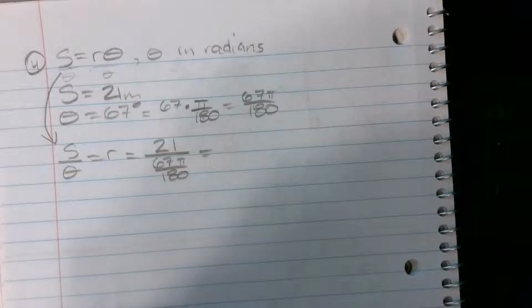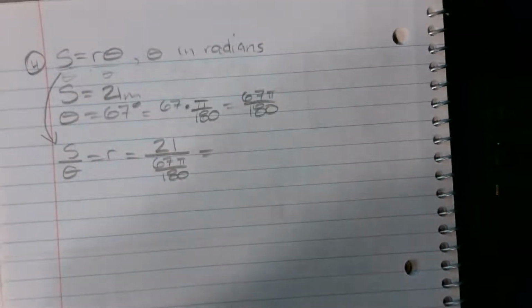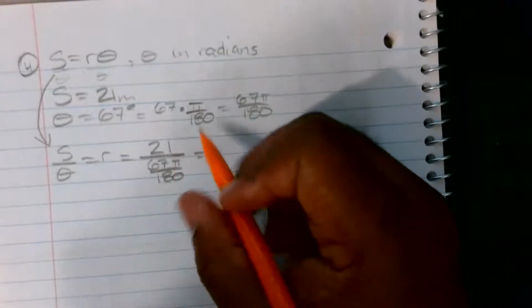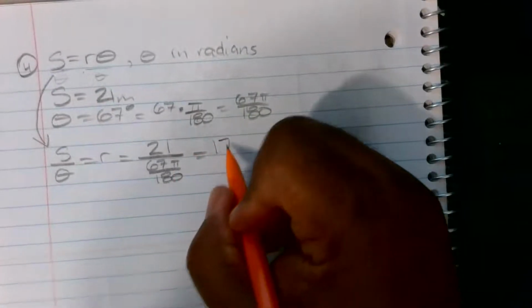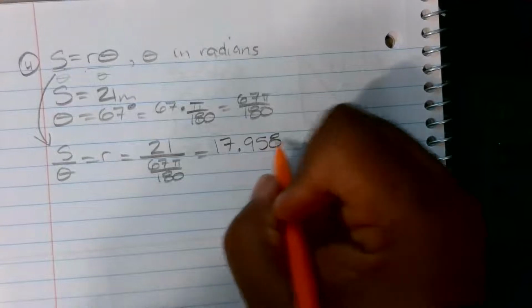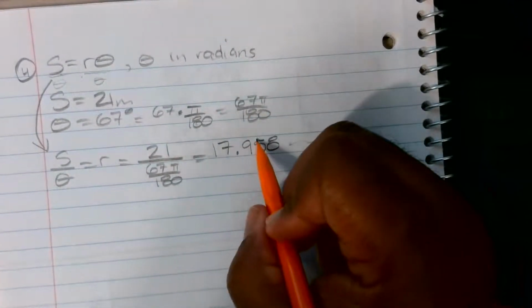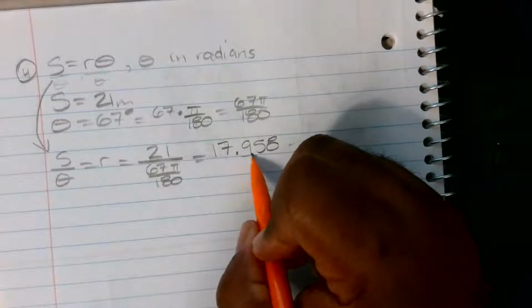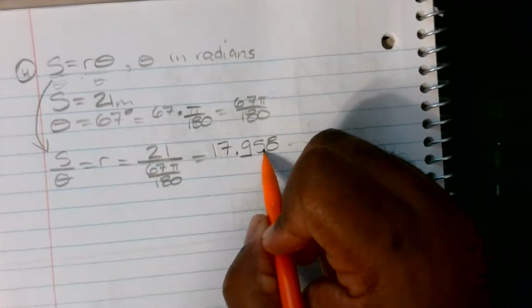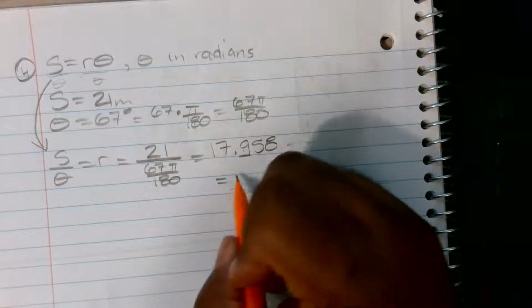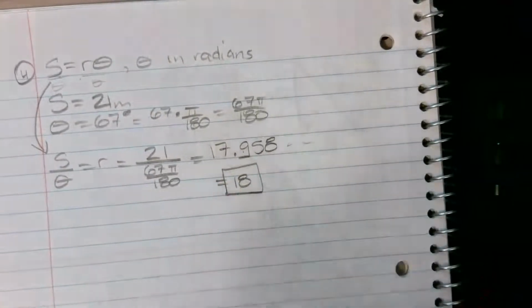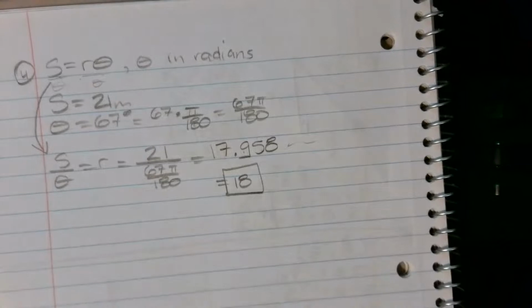I put it in just like that because they said round to the nearest tenth. So put it in, and R is equal to 17.958, and so on, but rounding to the nearest tenth, the tenths place, the next digit is 5 or greater. So it increases that, and this becomes 18. So that is an arc length problem.